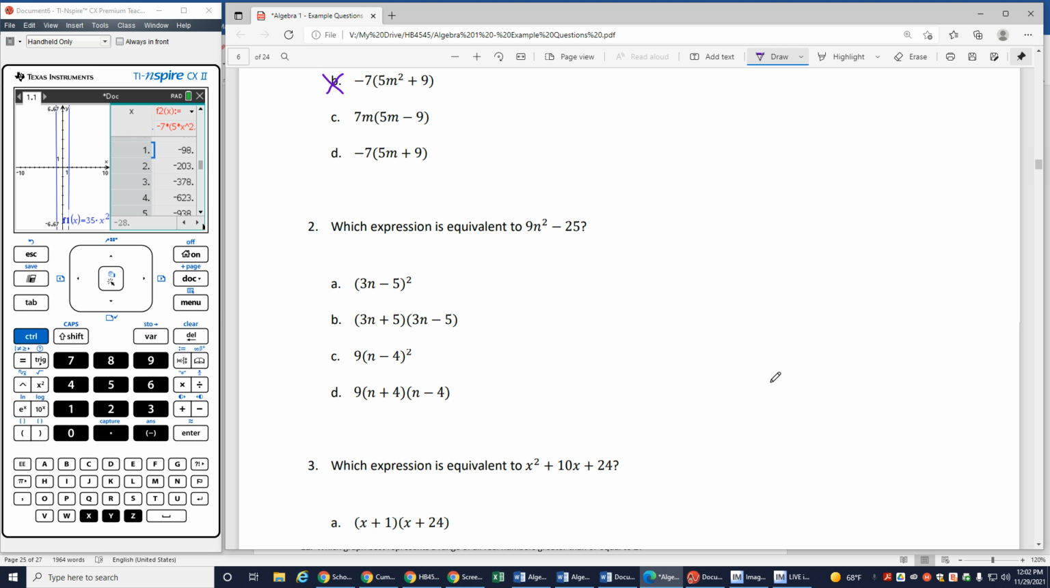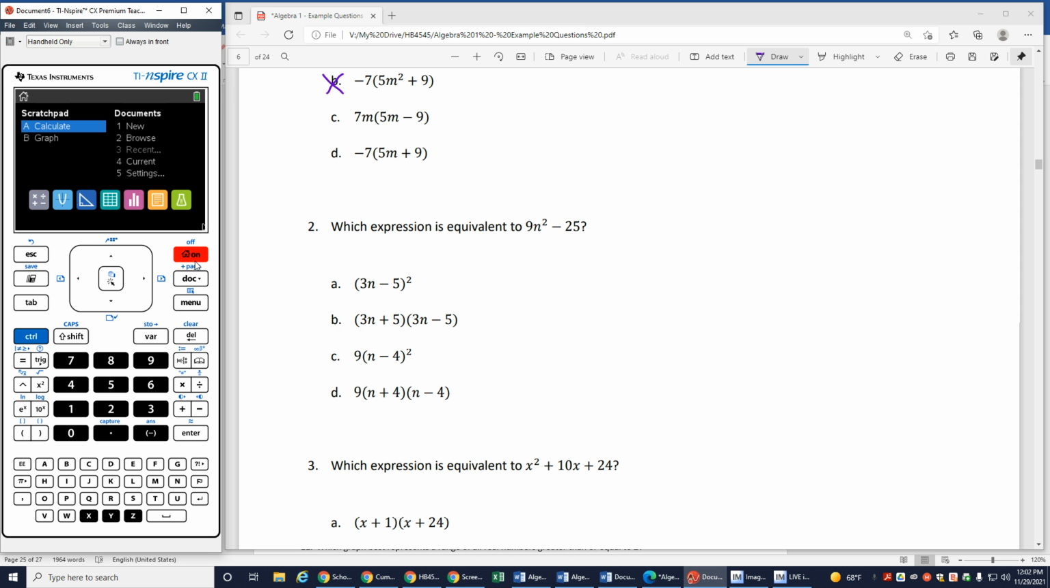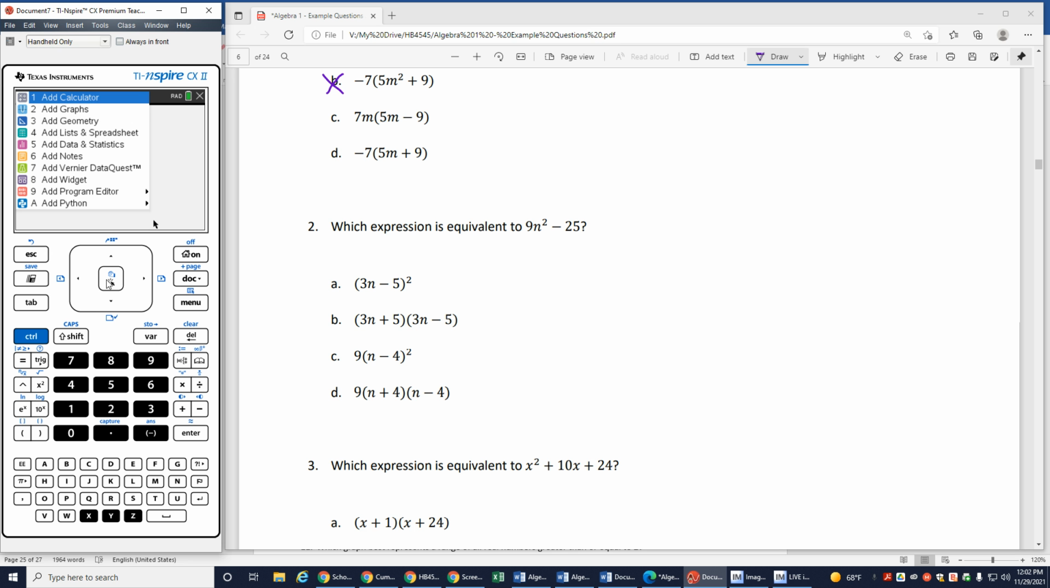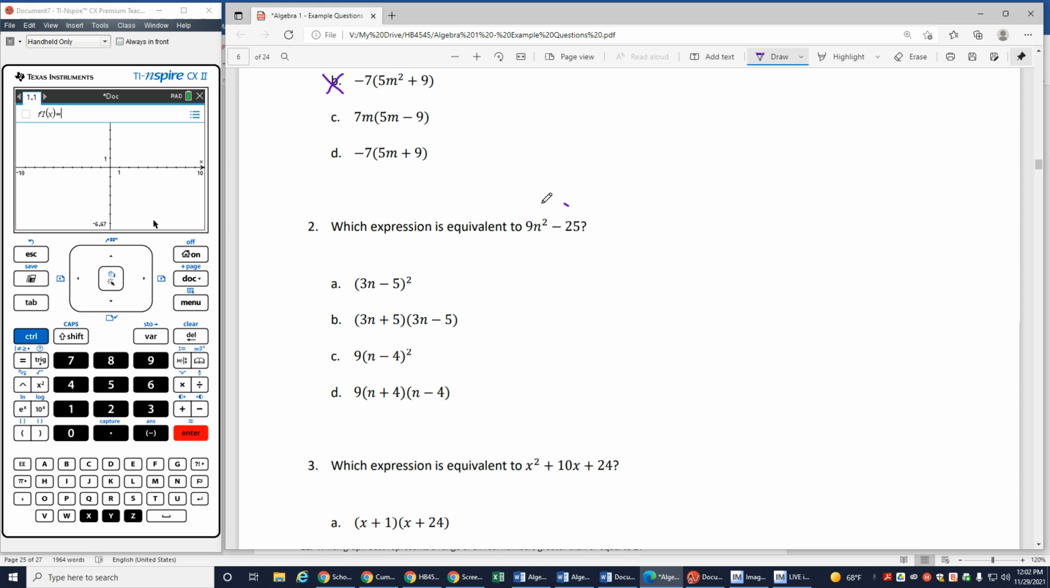We're going to do the same process on number 2. So if you want, you can always just go home for each problem and just start a brand new document. For these, anytime I'm trying to find equivalent equations or expressions, I like to graph them both and see which one just matches. So I'm going to graph my first one here, 9n squared, but I'm going to use an x, 9x squared minus 25.